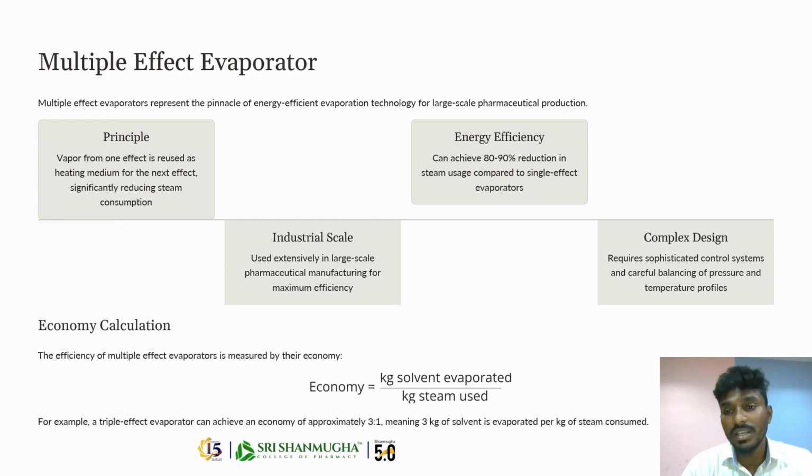The complex design requires a sophisticated control system and carefully balanced pressure and temperature profiles. For the economic calculation, the efficiency of a multiple effect evaporator is measured by the economy. The economy equals kg of solvent evaporated divided by kg of steam used. For example, a triple effect can achieve an economy of approximately 3:1, meaning 3 kg of solvent evaporated for 1 kg of steam consumed. These are all about the multiple effect evaporator.